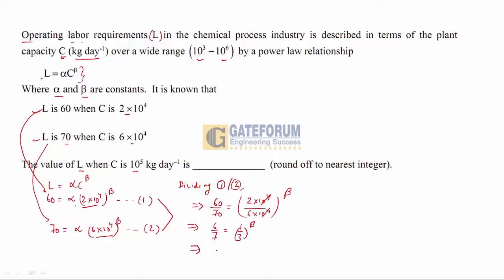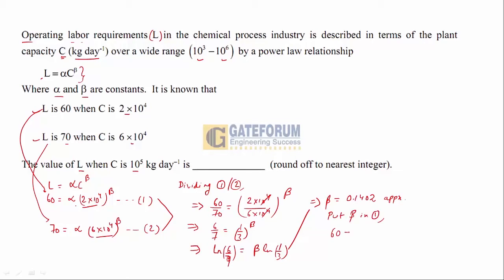Now what we can do is take log both sides. ln 6 by 7 equals beta ln 1 by 3. After putting the values in the calculator, what you will get is beta will come around 0.1402 approximately. So we have calculated beta. Now we have to put this value of beta in any of the equations, be it 1 or 2. Let me put beta in 1.